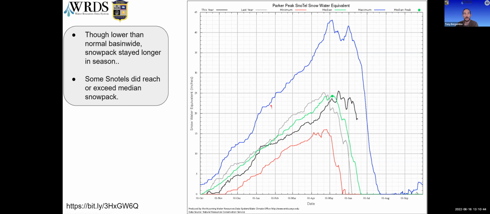But some sites such as this one here, Parker Peak Snotel, did get up to and actually exceeded median snowpack. As you can see on the black line here, which is the trace for this year, the meltout began quite a bit later than it normally does. So for a given date, you will have snow water equivalent that's much higher than you would normally have on that date. And as you can see here, we're extending quite a ways over the ledge here.